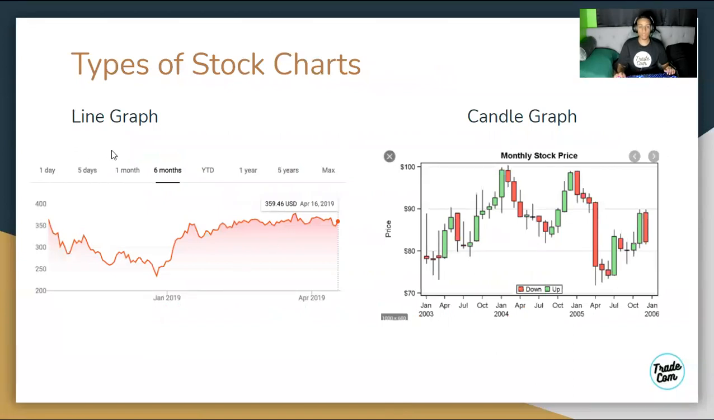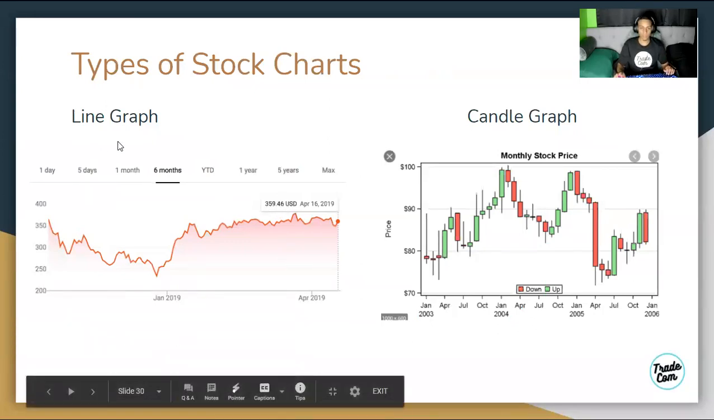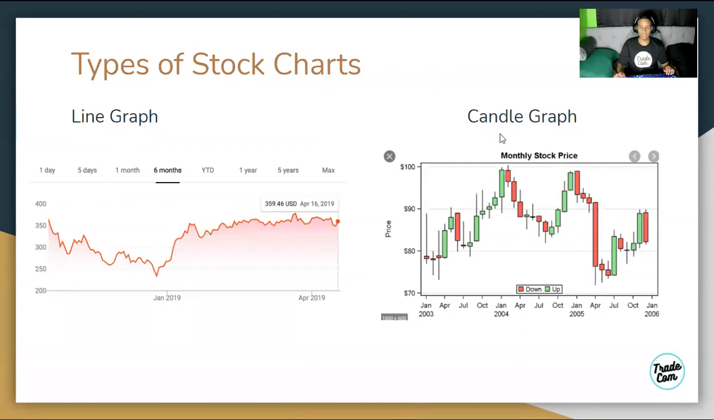So on Robinhood, you guys will notice that this is the only kind of chart you have. You could change it to a candlestick, but it's not as accurate as Thinkorswim, right? So Thinkorswim is going to be your best buddy for analyzing stock chart patterns, right? So this is a line graph, and this is your candle graph, all right?